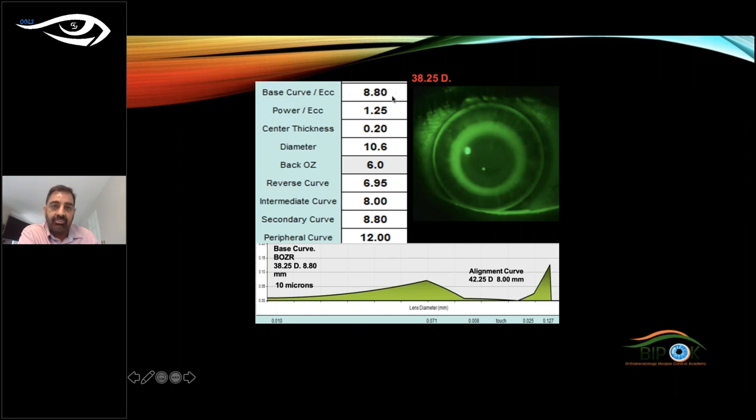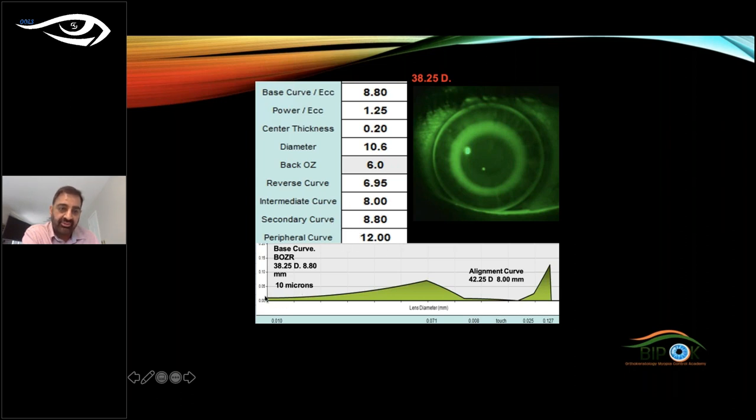Now you can see that 8.80 where we got is 38.25. 1.25 is the Jessen factor, center thickness of the lens, diameter 10.6, optical zone we've used is 6 millimeters, which is standard with many manufacturers. Reverse curve is 6.95, and intermediate curve is at 8, secondary curve is 8.8, and peripheral curve is at 12.